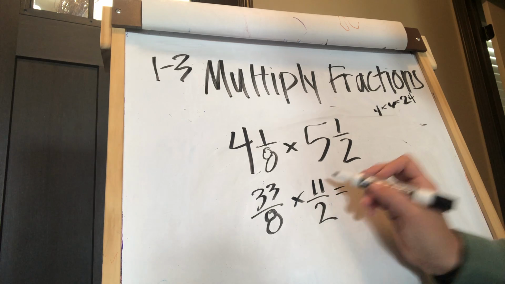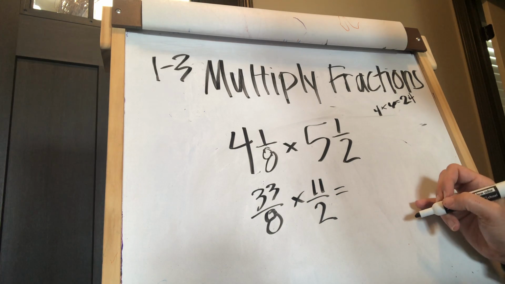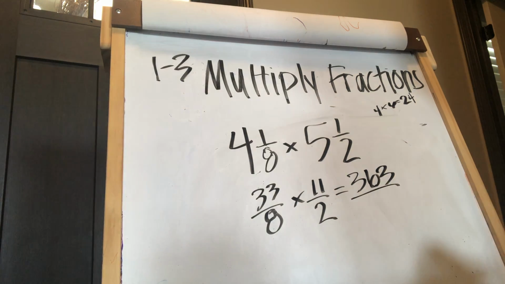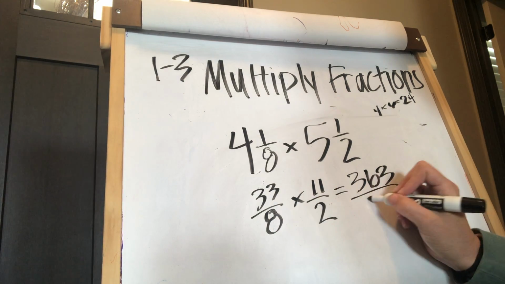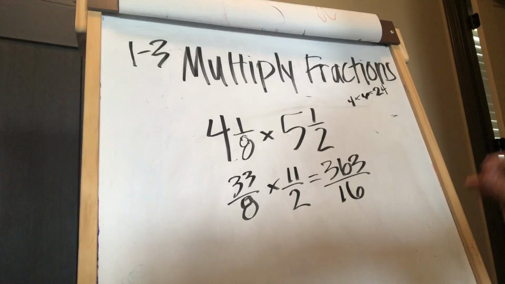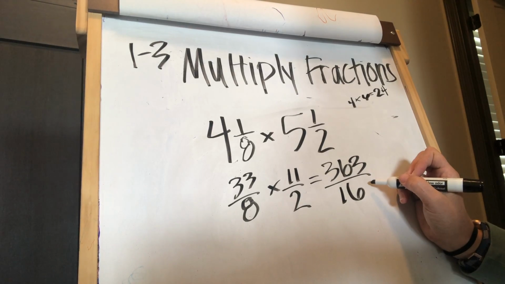33 times 11, I did it on my paper already. 33 times 11 is 363. And then we have our 8 times 2, which is 16. Now, this is where we have some bigger numbers that we do have to do some different computation with. And I do want to show you one thing. So here we have our improper fraction.